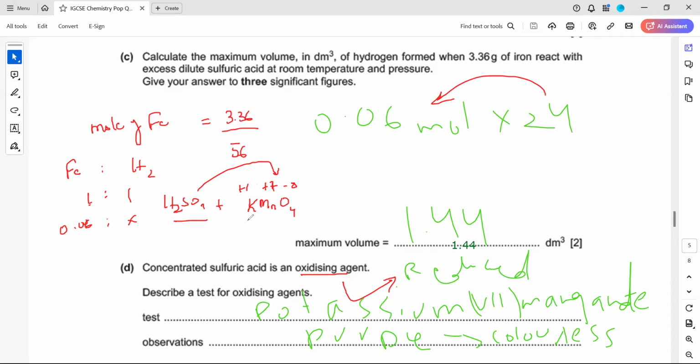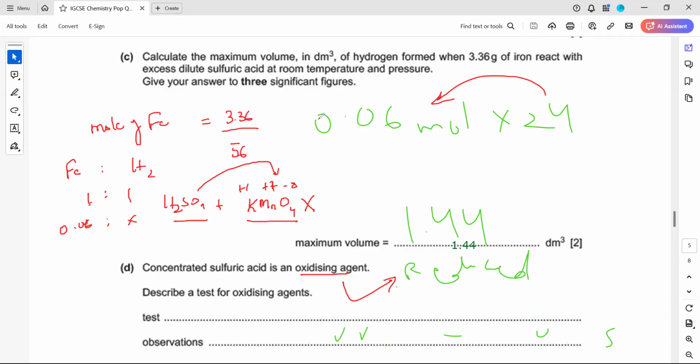So potassium manganate KMnO4 cannot be used to test an oxidizing agent, because I want something which can be oxidized when it reacts with sulfuric acid. KMnO4 is actually a test for reducing agents. If you want to test the reducing agent, potassium manganate 7 or potassium dichromate, these are the substances which can be used to test the reducing agents.